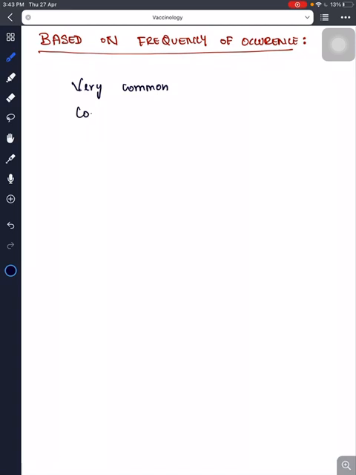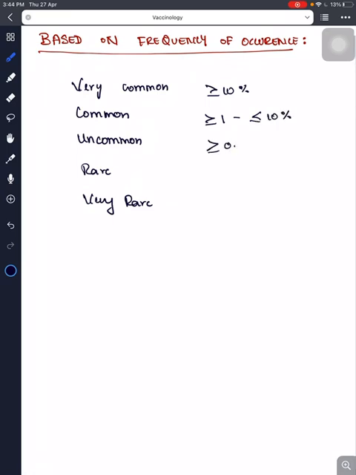So based on frequency of occurrence, here too we have 5 categories. One can be very common. Very common is like fever occurring following the pentavalent immunization. Very common, common, uncommon, rare and very rare. So we have percentages. When the symptoms occur more than or equal to 10%, it is very common.